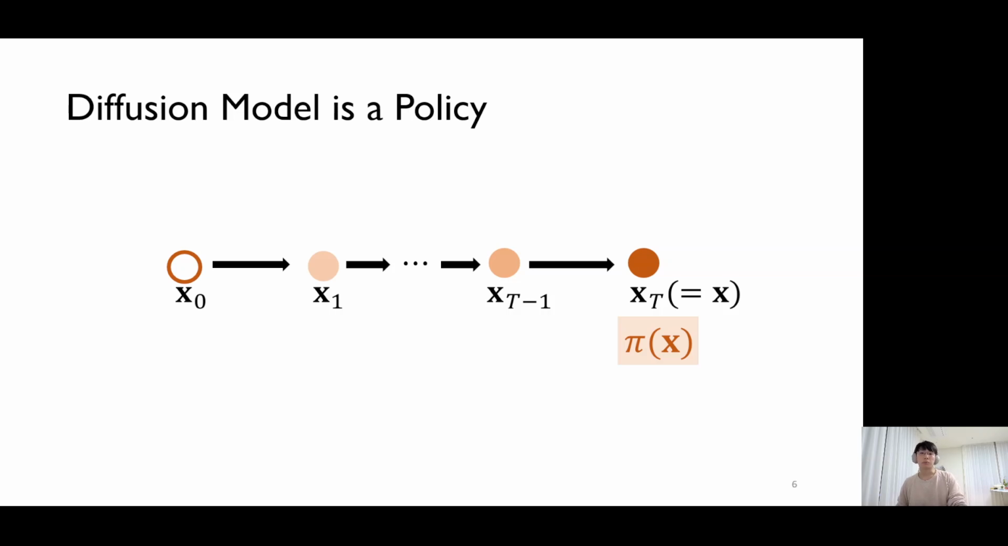Let's start with a diffusion model. A diffusion model, pi of x, generates a sample through iteratively drifting and diffusing a randomly initialized particle. This process is essentially a sequential decision-making problem where the diffusion model can be considered as a stochastic policy. In conventional diffusion modeling, this policy is trained by a noise prediction loss or score matching.